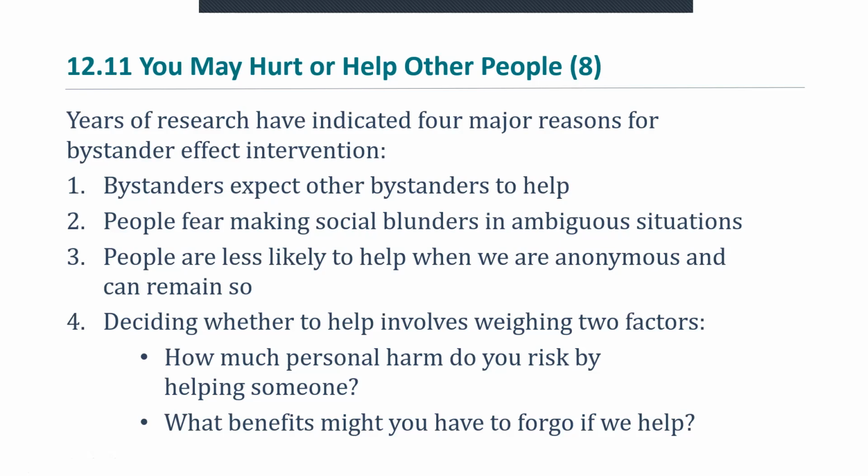Okay, number 2, people fear making social blunders in ambiguous situations. If we're not completely sure that someone needs help, we tend to be very hesitant to intervene with others.